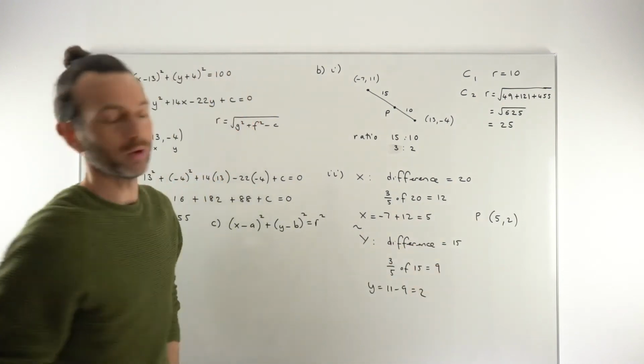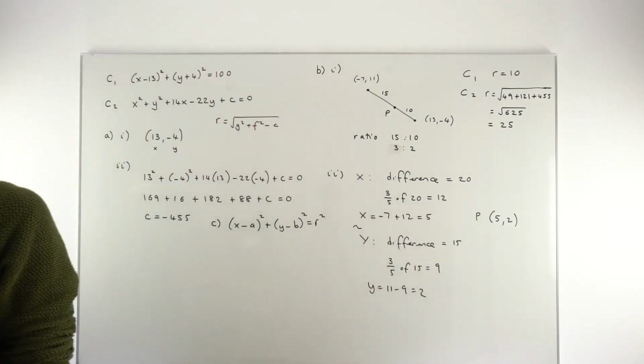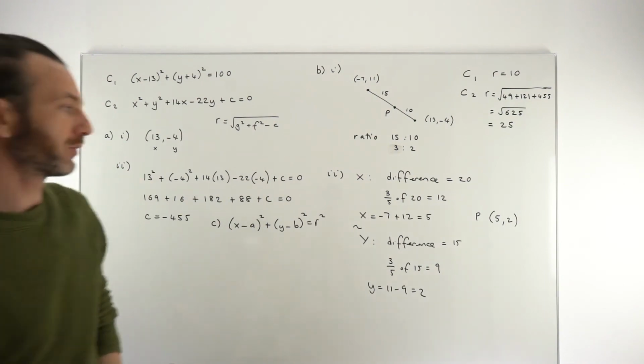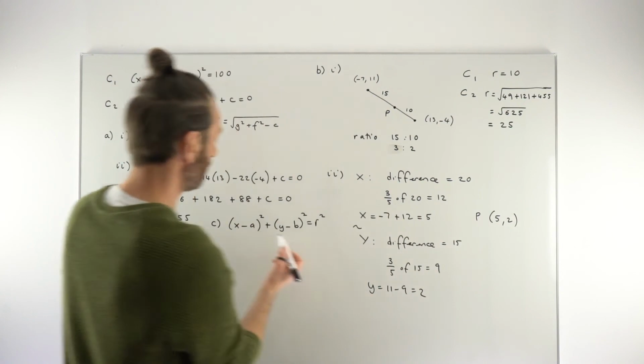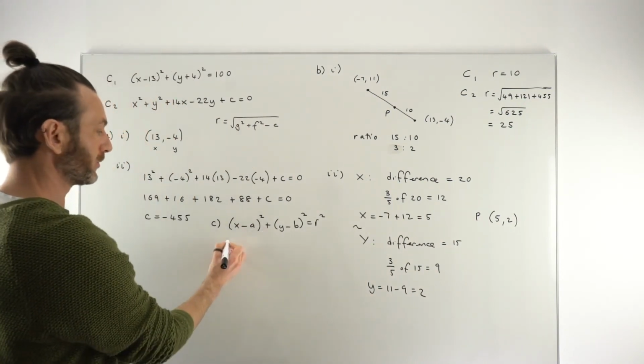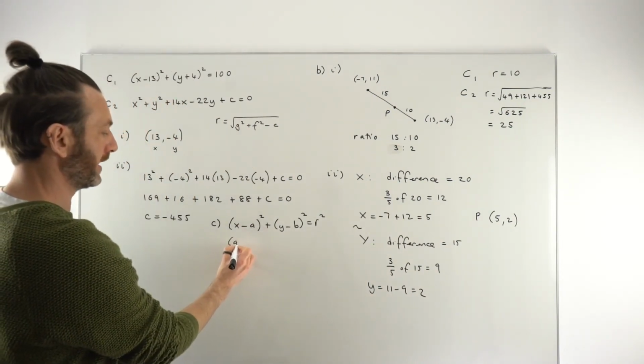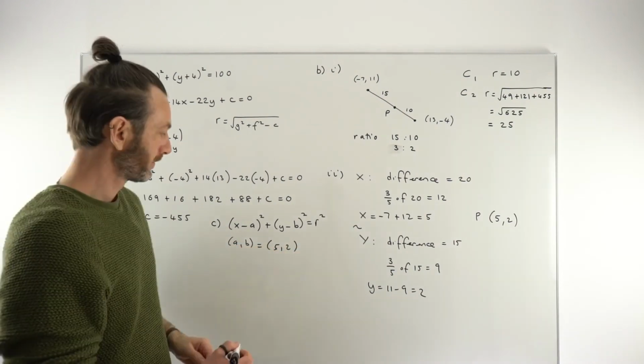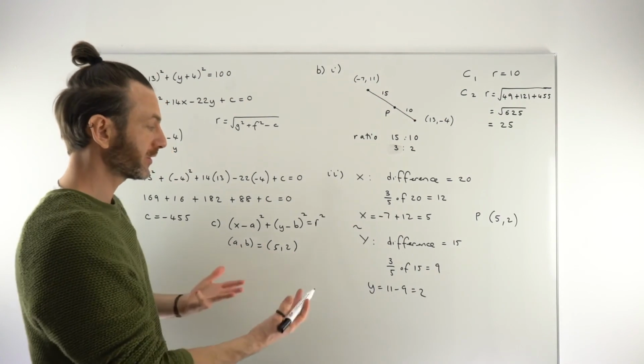So we know that point P, which was just found, is the center point, because we're told that in the information. So that's going to play the role of our A and B. So we can just write that down, that our A, B is equal to 5, 2. So we've got our center point and we just need to work out the radius.